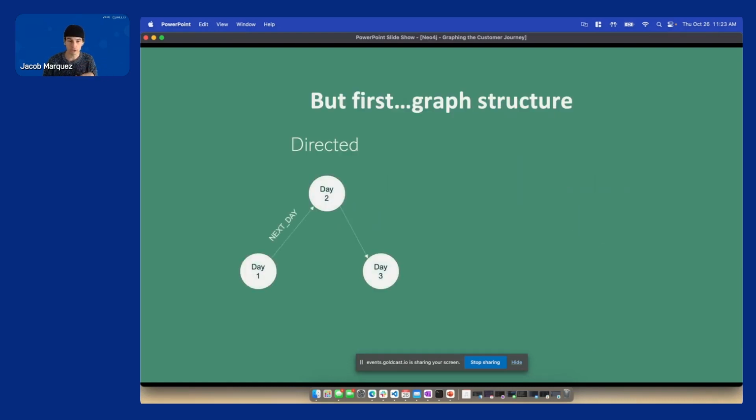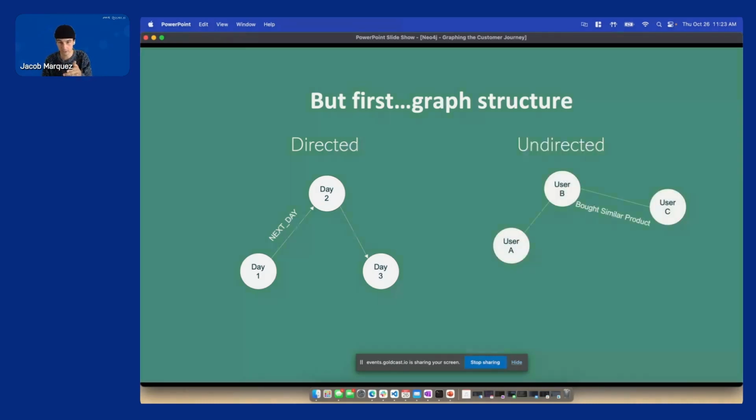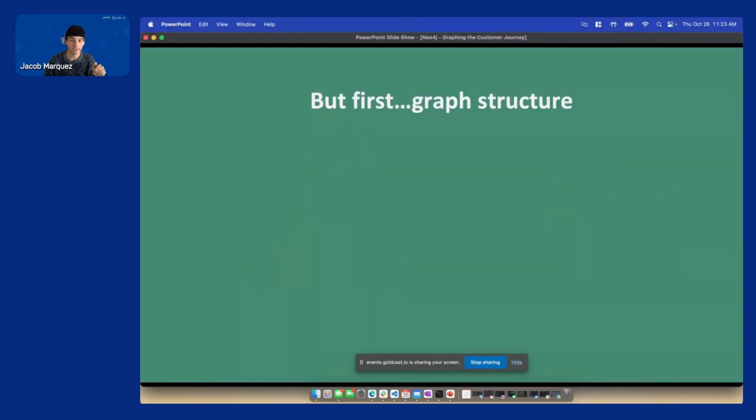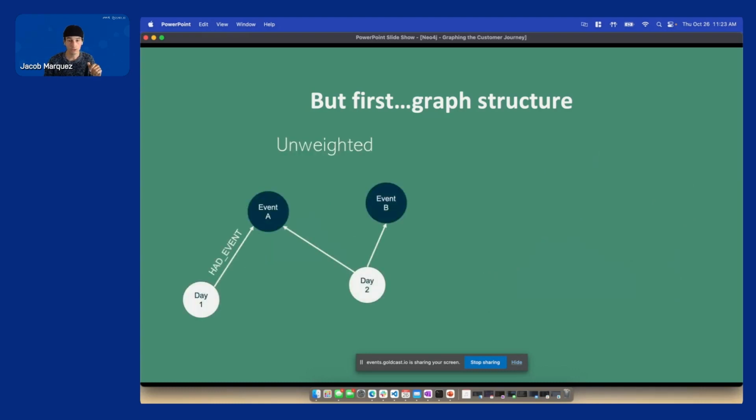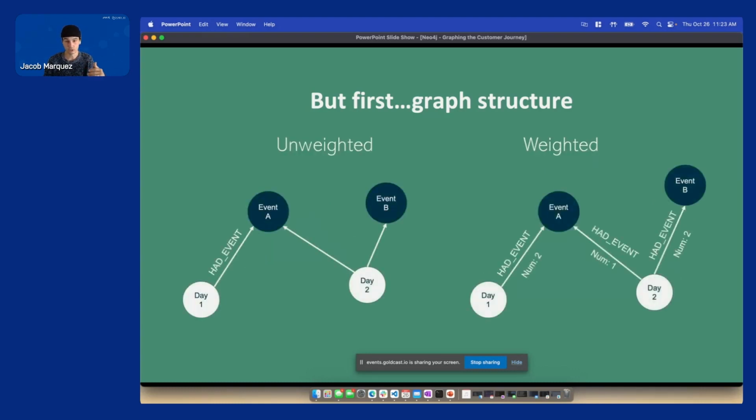So important graph structures: directed versus undirected. So a node and another node have a relationship that goes one way, versus undirected, where it doesn't have a way that it goes. It can go both ways. Monopartite and k-partite. So you have one type of node versus two or more types of nodes. And then finally, you have unweighted versus weighted.